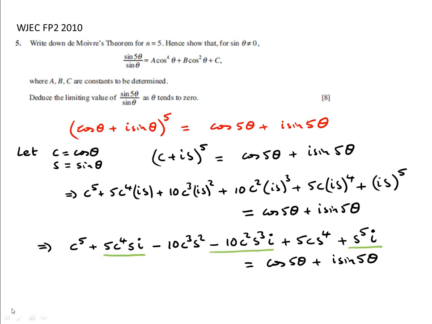So the imaginary terms on the left hand side are 5c to the 4 s i minus 10c squared s cubed i plus s to the 5 i. And the imaginary terms on the left hand side must equal the imaginary terms on the right hand side, which is just i times sin 5θ. So we have 5c to the 4 s minus 10c squared s cubed plus s to the 5 must equal sin 5θ.